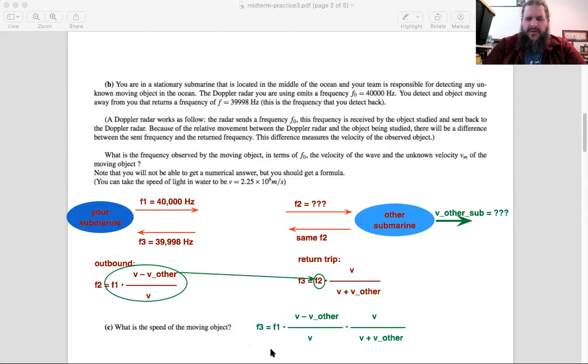So we now have a new equation that involves only one unknown, right? Because we know F1, we know F3, those are given. We know the speed of light in the material, that's given. The only unknown left is V other. Also, we can simplify this a bit. As we combine these into one fraction, we've got a V in the numerator and a V in the denominator that'll just cancel out. So we're left with F3 equals F1 times V minus V other over V plus V other. Any questions on that so far?